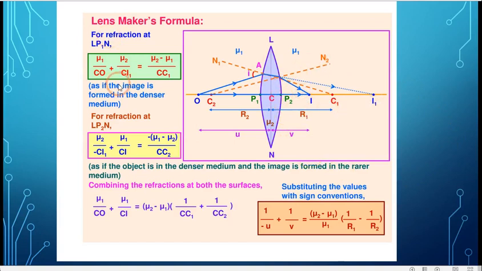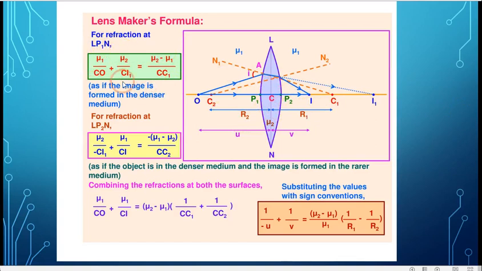Now for the refraction at LP1N1, we can write mu1 upon CO. From this equation we are going to write everything. Mu1 upon CO plus mu2 upon CI1 is equal to mu2 minus mu1 upon CC1. Look here, the object distance is OC, the image distance is CI1, and the radius of curvature is CC1 for the first refraction at LP1N1.